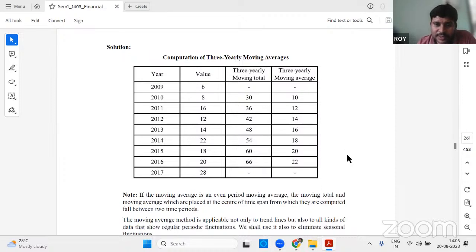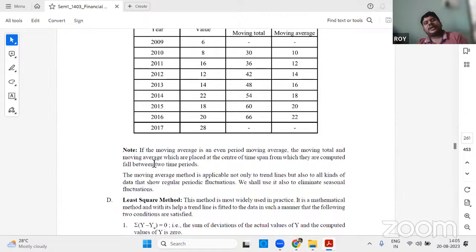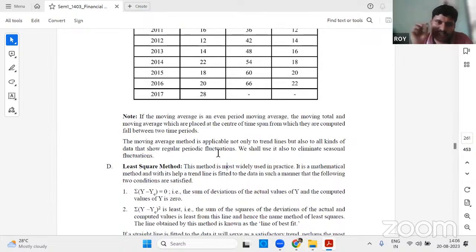Yes, sir. The moving total and the moving average, which are placed at the center of the time span from which they are computed, fall between the two time periods. In between, at the center of the time period, you keep that value.